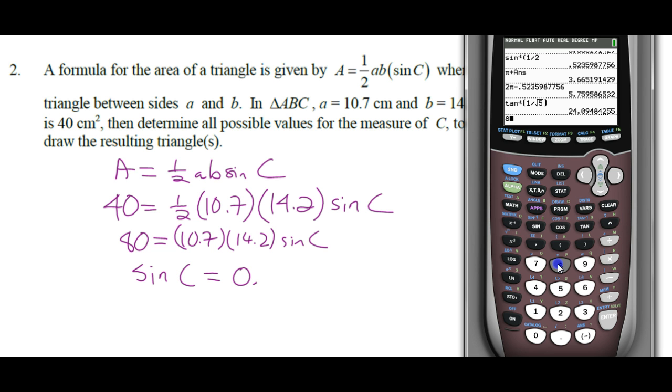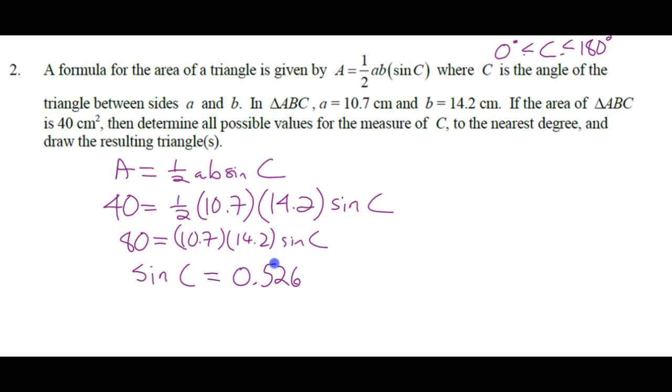80 divided by, and I'm going to bracket this up, 10.7 times 14.2. I missed the 2. Okay, 0.52652362. So here's what you write here, right? 0.5265 dot dot dot. Just say it keeps going.